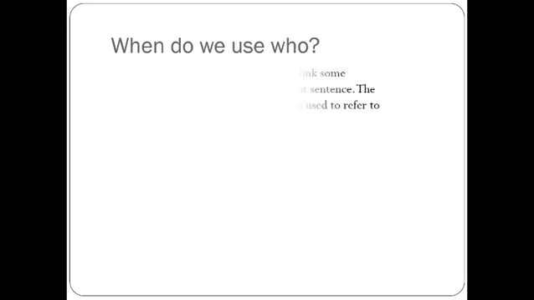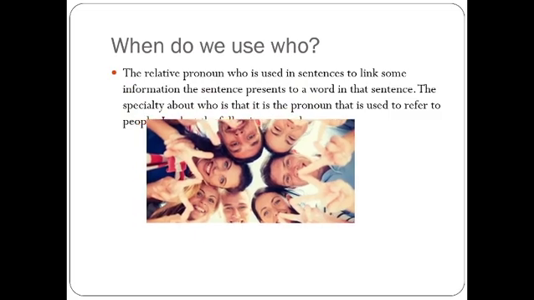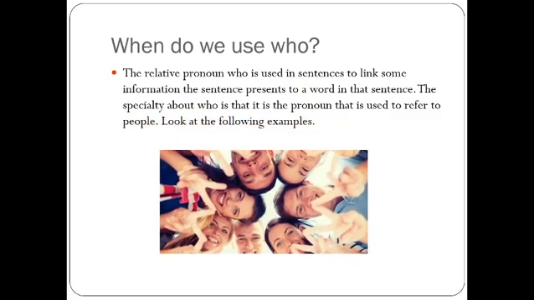When do we use who? The relative pronoun who is used in a sentence to link some information the sentence presents to a word in that sentence. The special thing about who is that it is the pronoun that is used to refer to people. Now let's look at a few examples.